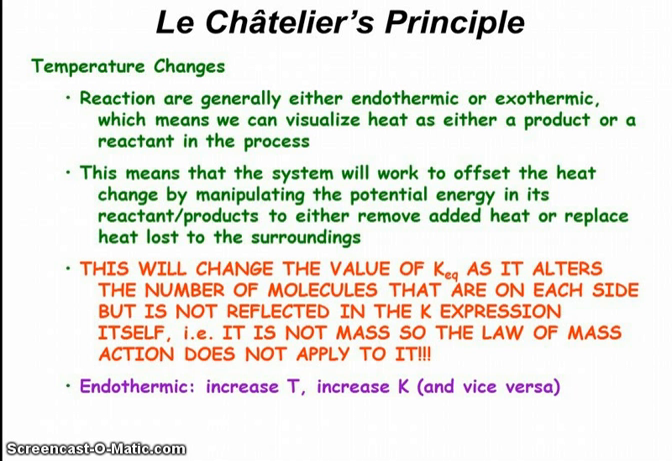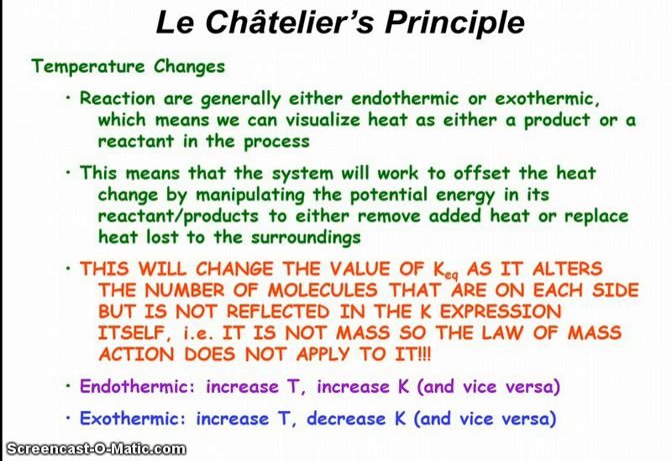So for an endothermic process, if I raise the temperature, I'm going to increase K. That means I'm going to produce more product, and so the value of K will get larger. The converse is also true. If I lower the temperature, then I'll decrease K. Lowering the temperature will cause more reactants to be made, and K will go down.